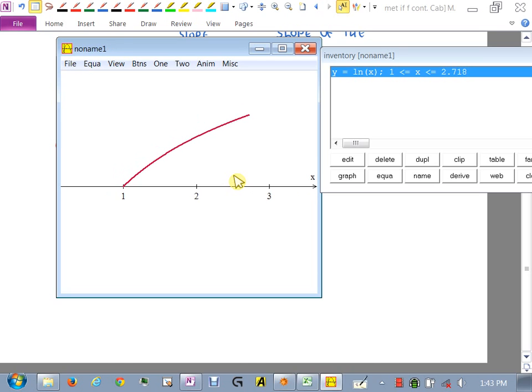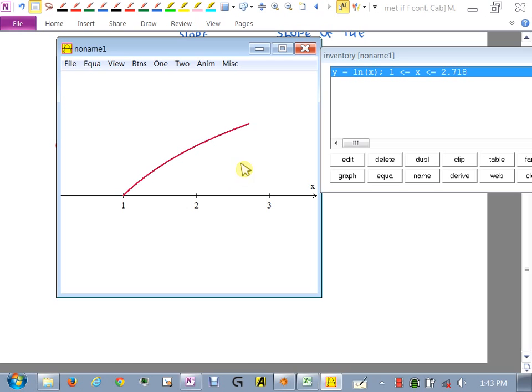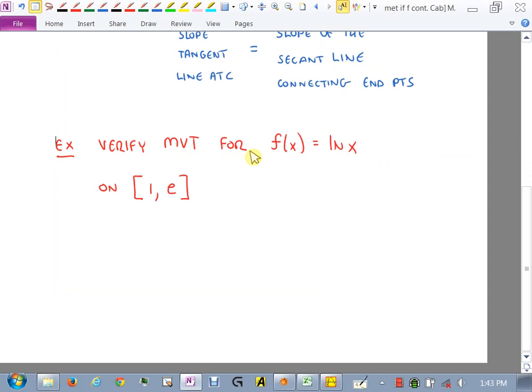All right? If I were to connect this endpoint down to this endpoint, then somewhere inside there, I should get a tangent line that runs parallel to that. Right? Somewhere. And I need to figure out where it happens. Understand what we're trying to do? So when they say verify the mean value theorem, they're saying find the c that makes it happen. Find where that is actually occurring.